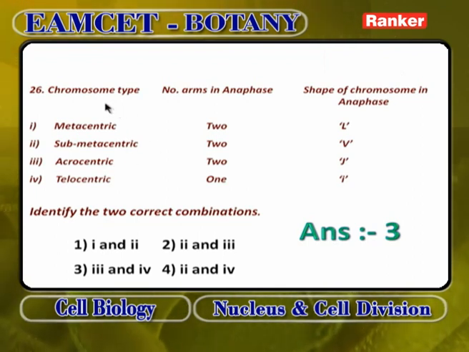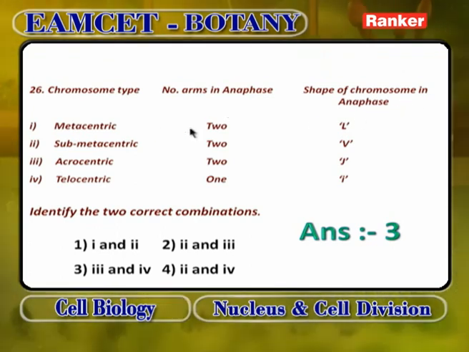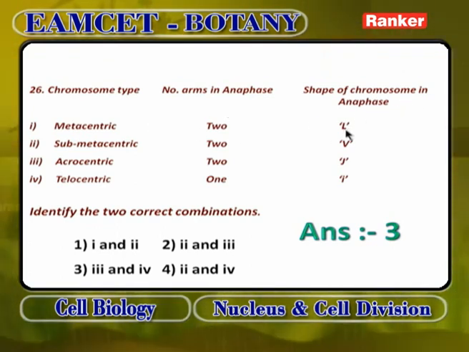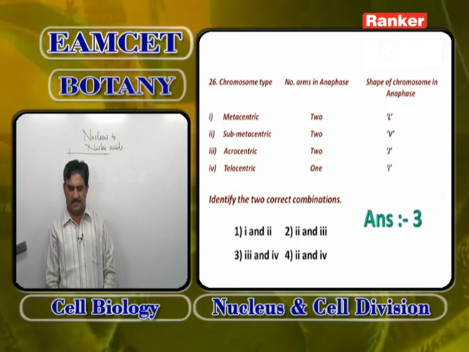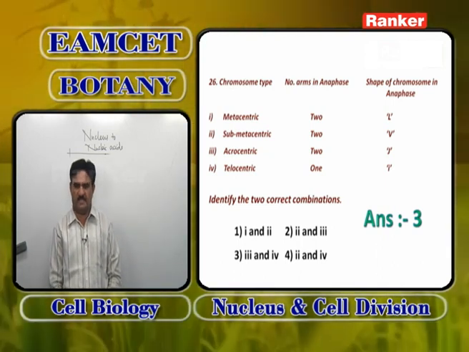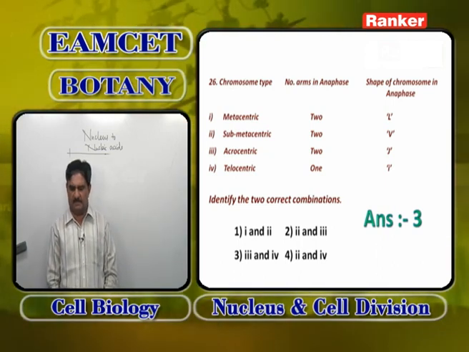Now, 2 correct combinations: chromosome type, number of arms in anaphase, shape of chromosome in anaphase. Metacentric 2, L-shaped chromosome. Submetacentric 2, V-shaped chromosome. Acrocentric 2, J-shaped chromosome. Telocentric 1, I-shaped chromosome. Answer is 3 and 4. Because metacentric is not L-shaped, it is V-shaped. Submetacentric is not V-shaped, it is L-shaped. So, the shape itself is wrong.